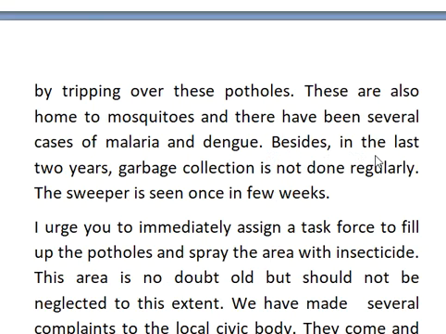Besides, in the last 2 years, garbage collection is not done regularly. The sweeper is seen once in a few weeks. One year contains 365 days, so just add it up for 2 years and imagine that garbage collection is not done. The workers are not coming to collect the trash present on the street, and they're not cleaning the road regularly, and that is the reason it is creating diseases like malaria and dengue, which are very harmful. They are caused by mosquitoes and insects.